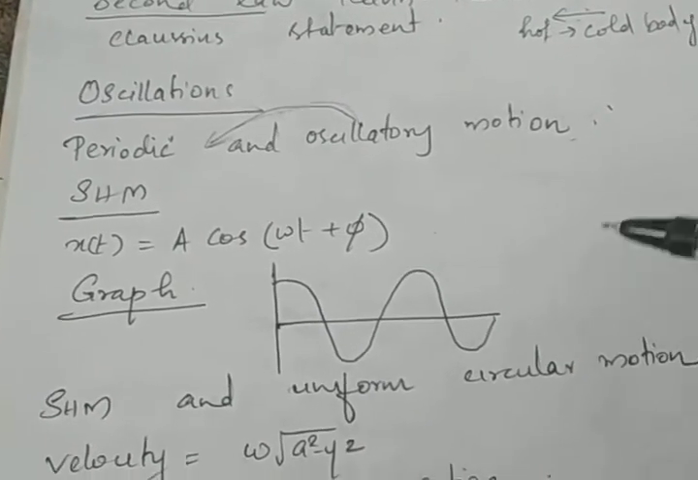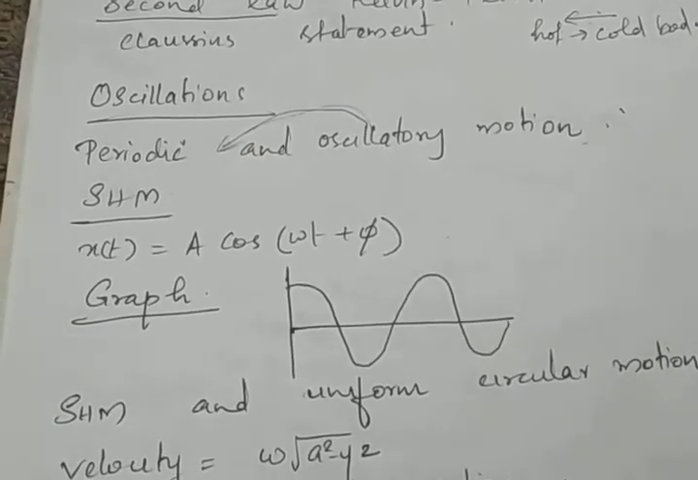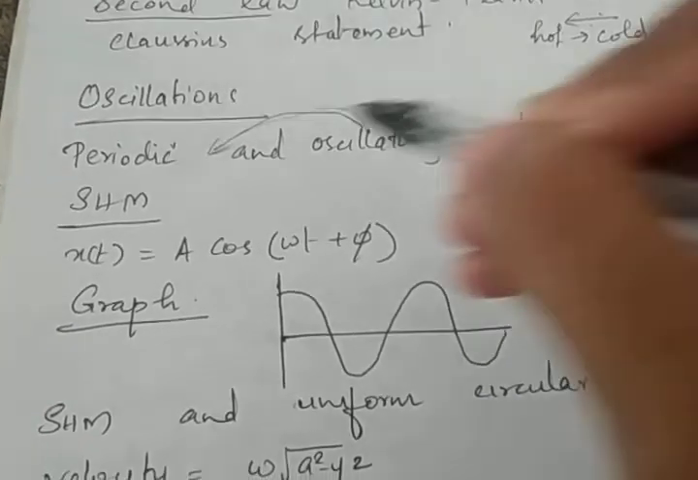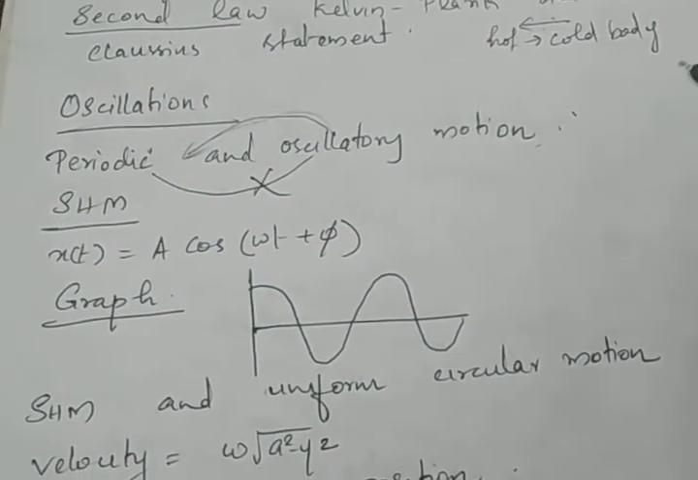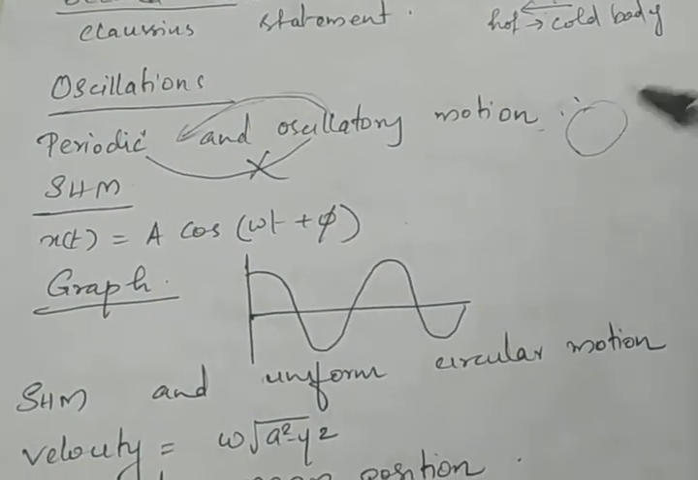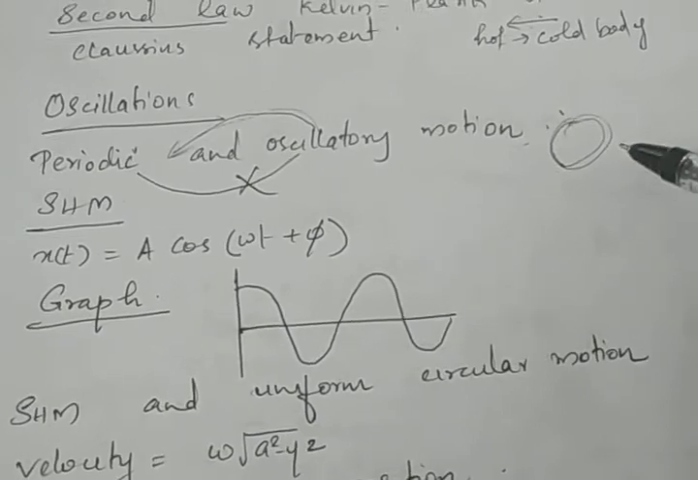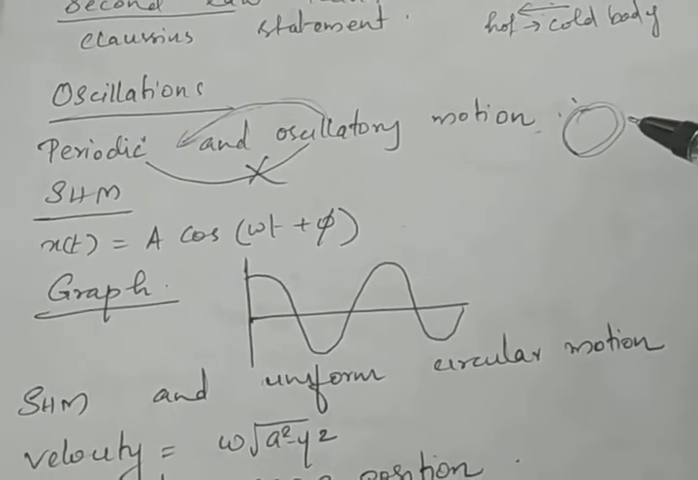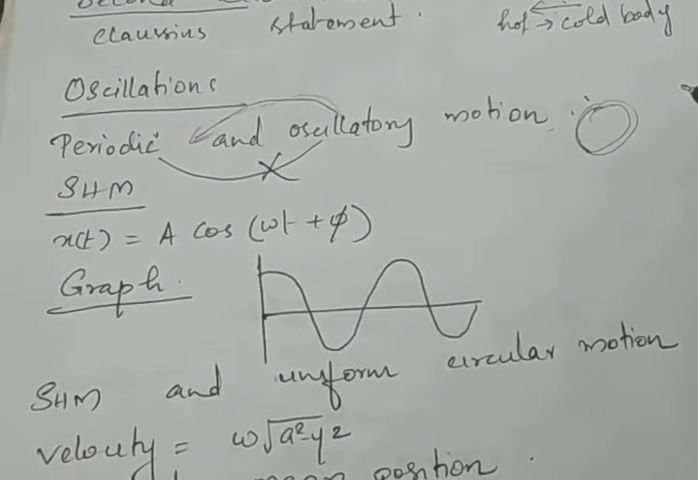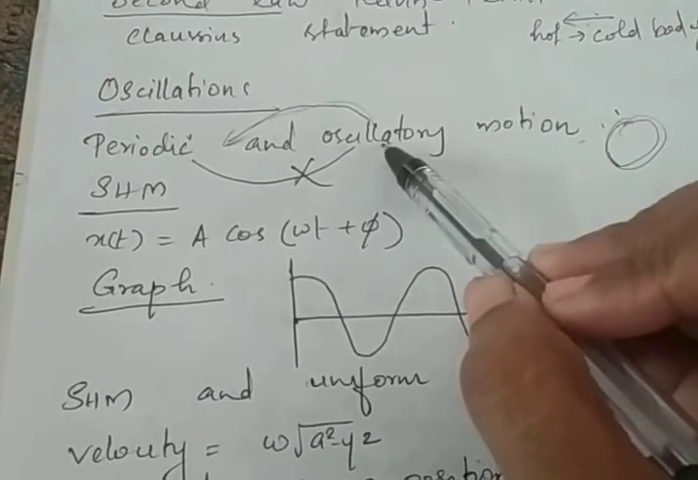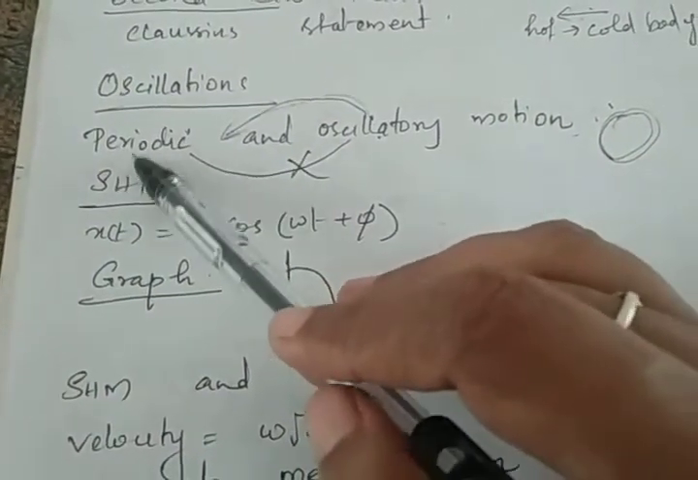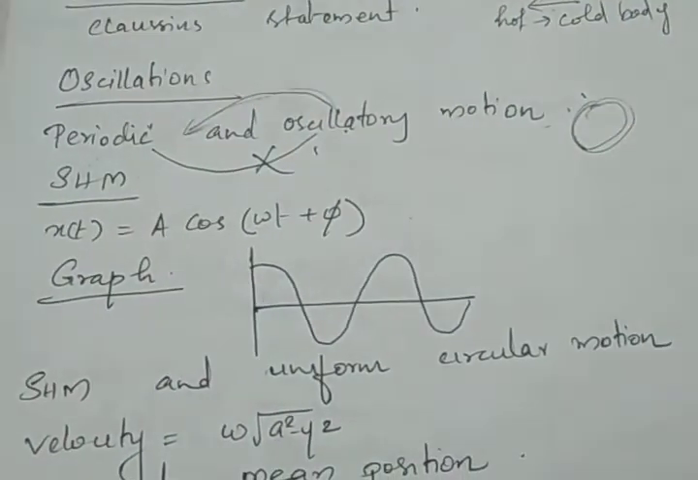But at the same time, all periodic motions are not oscillatory. If you consider the motion of planets around the sun, it is a circular motion. It is a periodic motion, but that periodic motion is not oscillatory motion. So all oscillatory motions are periodic, but all periodic motions are not oscillatory.